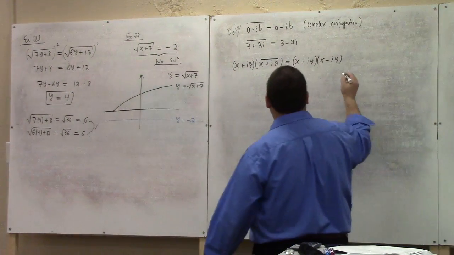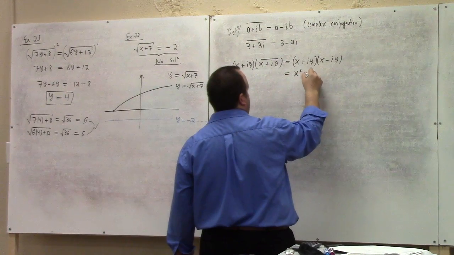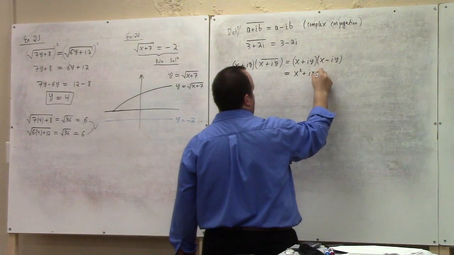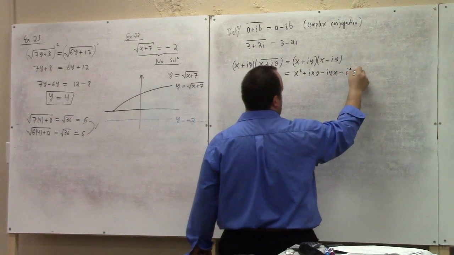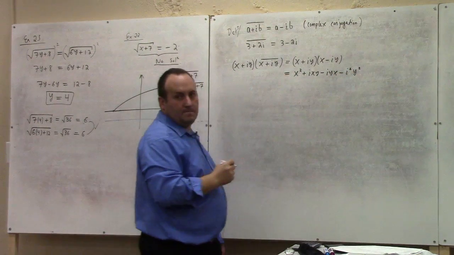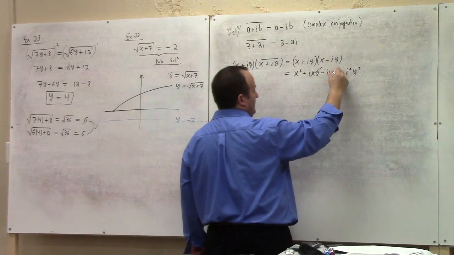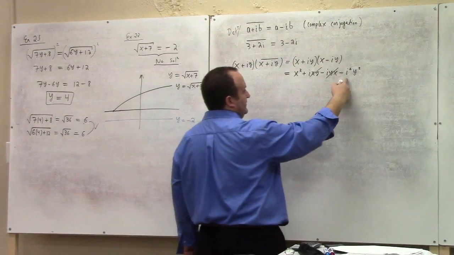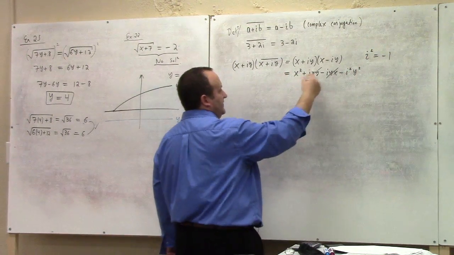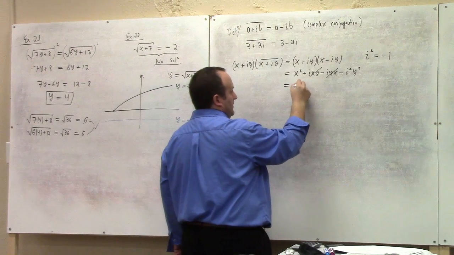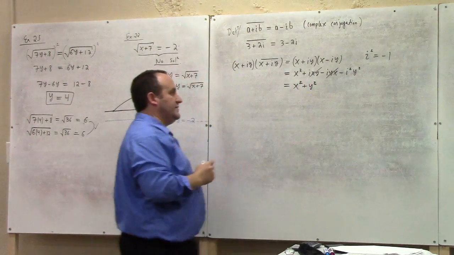We get... yeah, it cancels. The imaginary part cancels, right? We get x squared plus xy minus iyx minus i squared y squared, right? That part cancels. And i squared was what? You told me before, -1. Right. So this is actually x squared plus y squared.